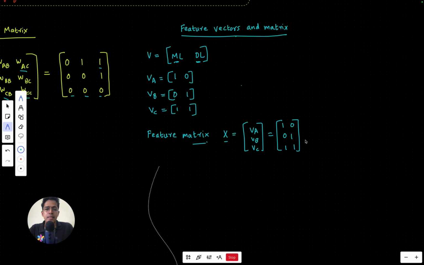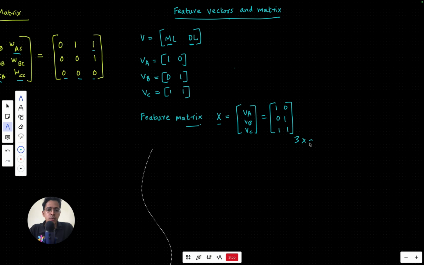And it will be something of dimension 3 by 2 because we have 3 nodes. And for each node, we have 2 dimensions. The feature vector of each node has 2 dimensions. It has the dimension of whether ML is present or DL is present. So that is why it's 3 by 2.